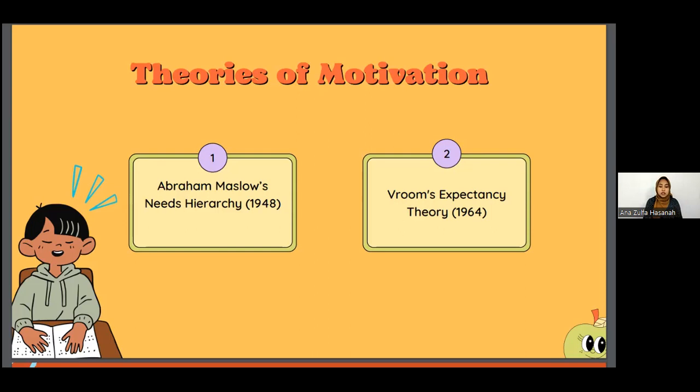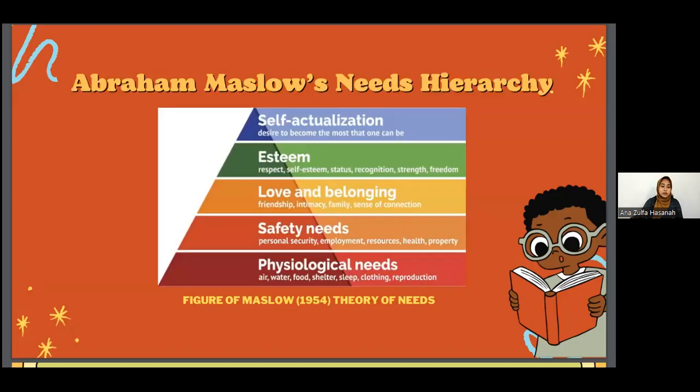I would like to explain more in the next slides. And the second theory of motivation is Vroom's expectancy theory in 1964. But for the first theory, here is Abraham Maslow's needs hierarchy.